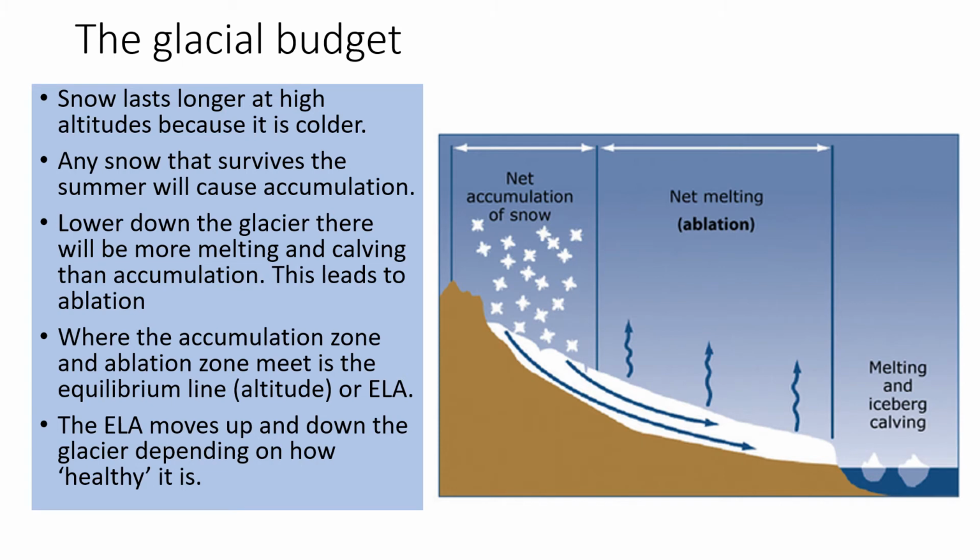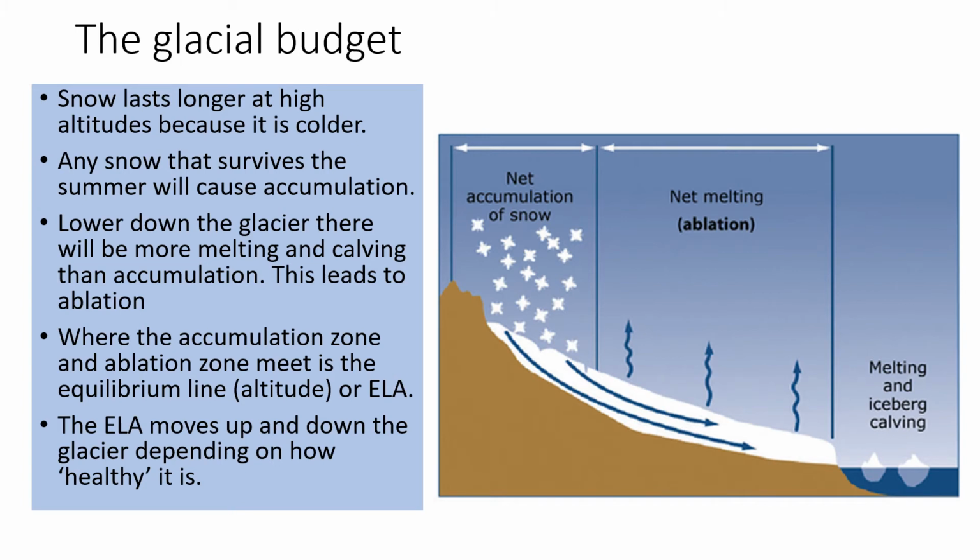Lower down the glacier, it's warmer because it's lower down, and you get more melting. So you get the ablation happening, the melting and the calving, which is reducing the amount of mass on the glacier. Now, if you were to go at the end of the summer and start walking up a glacier, you'd have to be careful of doing that.